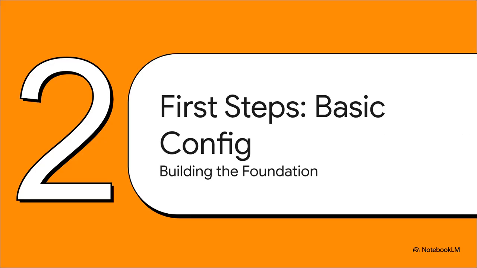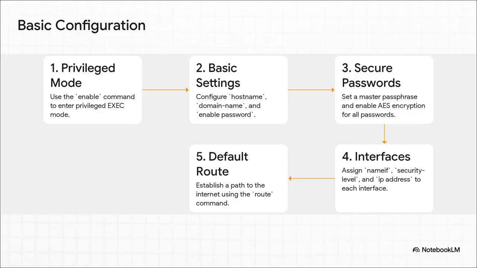Okay, let's start building. This is where we lay the foundation. We're going to give our ASA its basic identity and get it plugged into the network. These are the absolute must-do first steps. So these are the non-negotiables.